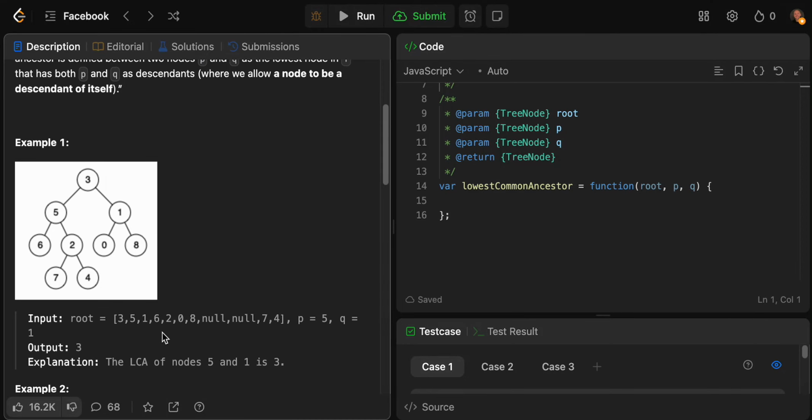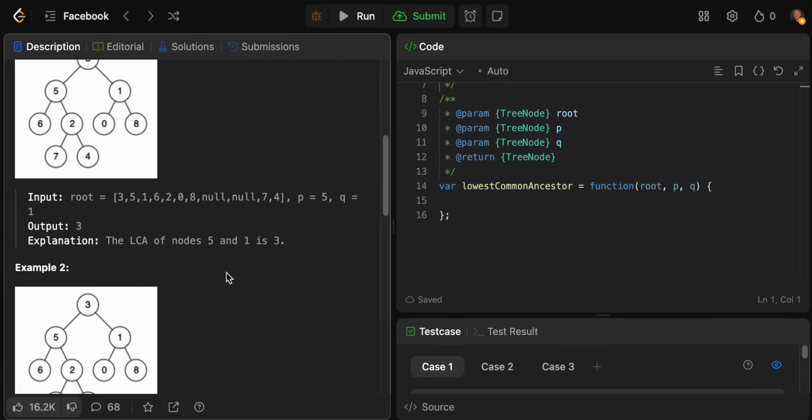So over here we have our tree. We have a root of 3, a left child of 5, a right child of 1, etc. And so we're looking for a P of 5. So this is our P over here and a Q of 1 over here. So the lowest parent node that they share would be this 3. That is where they connect. So that is why we get this output of 3.